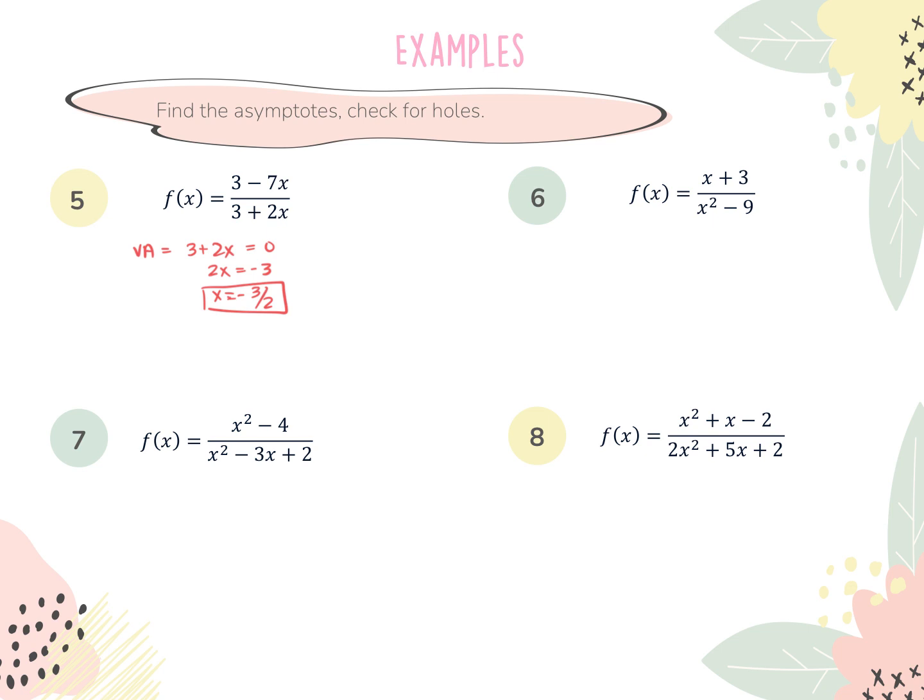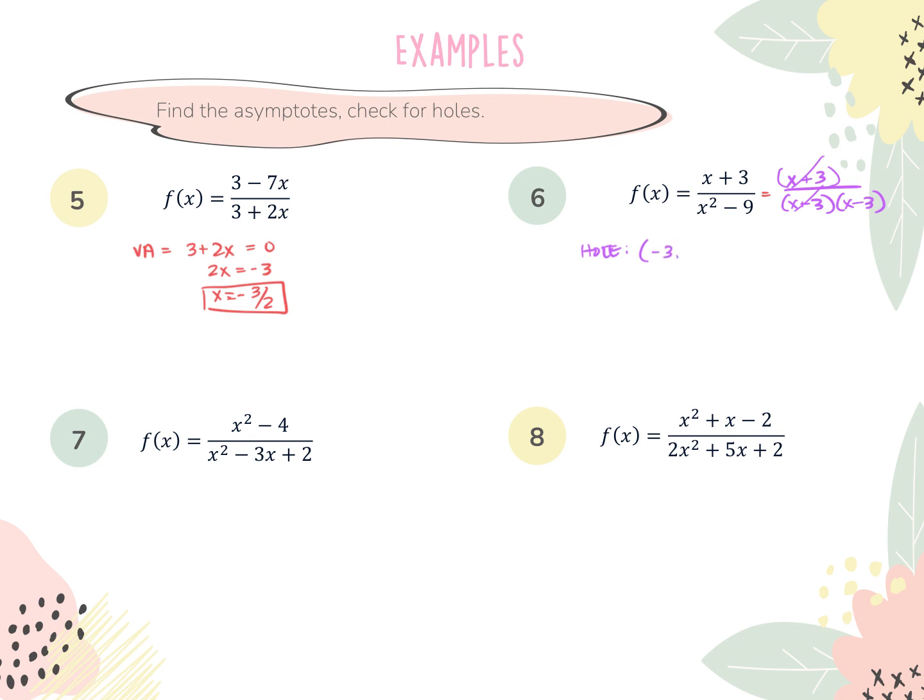I'm going to go to number 6 here, and I recognize that number 6 can be factored. So I'm like, okay, x plus 3 over x plus 3 times x minus 3, and I see that this can be canceled. So I know there's going to be a hole. I know the x value of the hole is going to be negative 3.